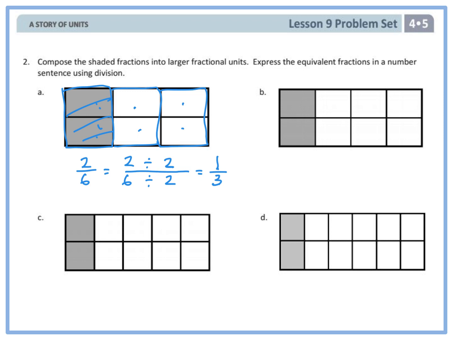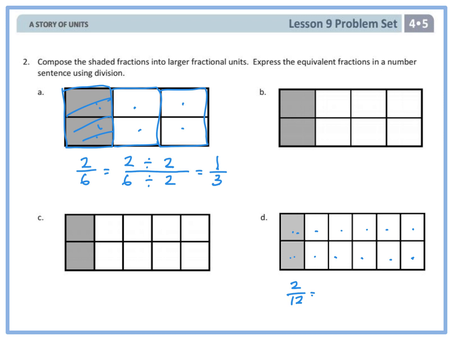So right now, if you're listening, I want you to pause, do these on your own, and then you can come back. All right, so let's count. 1, 2, 3, 4, 5, 6, 7, 8, 9, 10, 11, 12. I've got 12 altogether, which means that's my denominator. When I look at shaded, I have 2 of those shaded. Okay, so I've got 2 12ths.